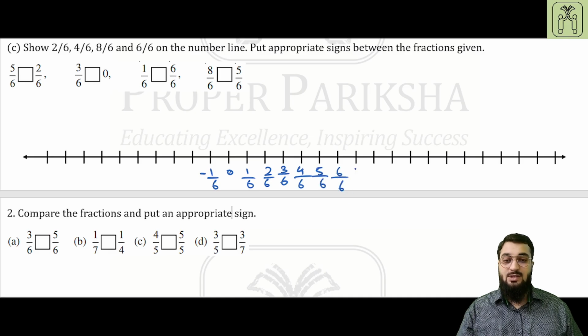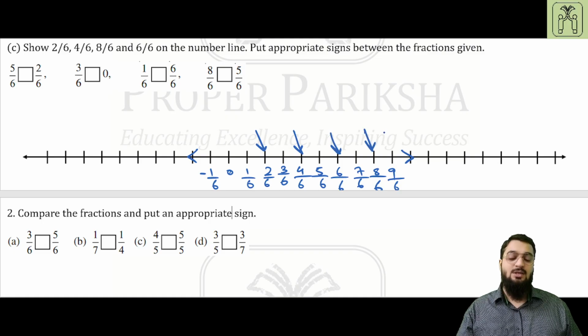upon 6, and any others, 8 upon 6. Okay, 7 upon 6, not 8, 7 upon 6, 8 upon 6. Any other? No. So I will complete at 9 upon 6, make an arrow. After that, I will denote 2 by 6, I will denote 4 by 6, I will denote 6 by 6, I will denote 8 by 6 on the number line. Coming to question number 2.